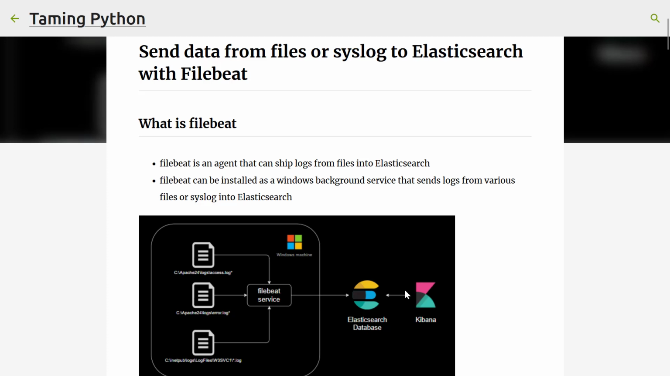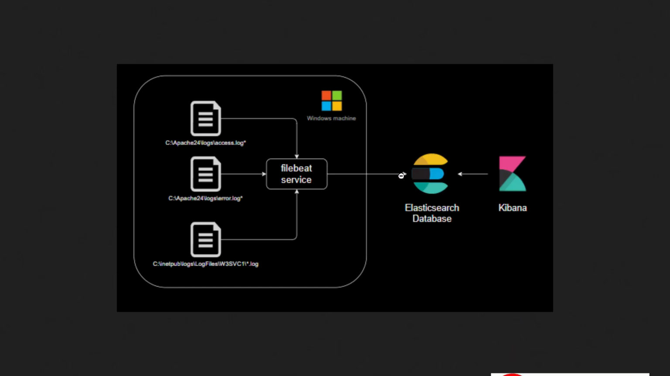Hi friends, in this video we're going to talk about how to send data from files or syslog to Elasticsearch using Filebeat. You see, Elasticsearch is a database and Filebeat is actually an agent which can push data from various sources to Elasticsearch. So Filebeat can extract data from log files or from syslog and push that data to Elasticsearch.